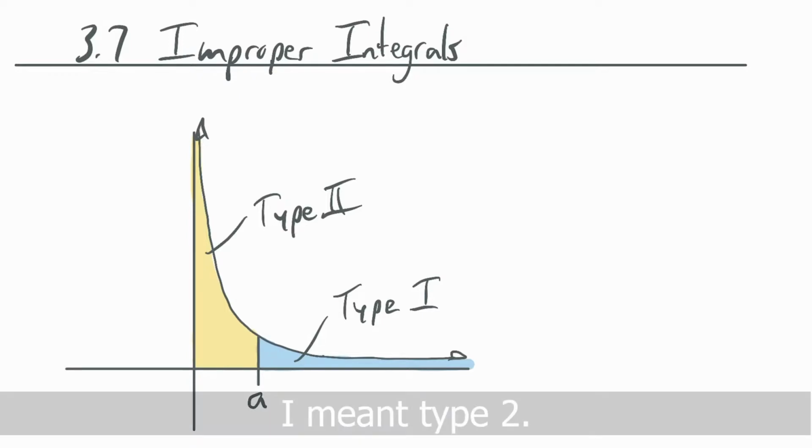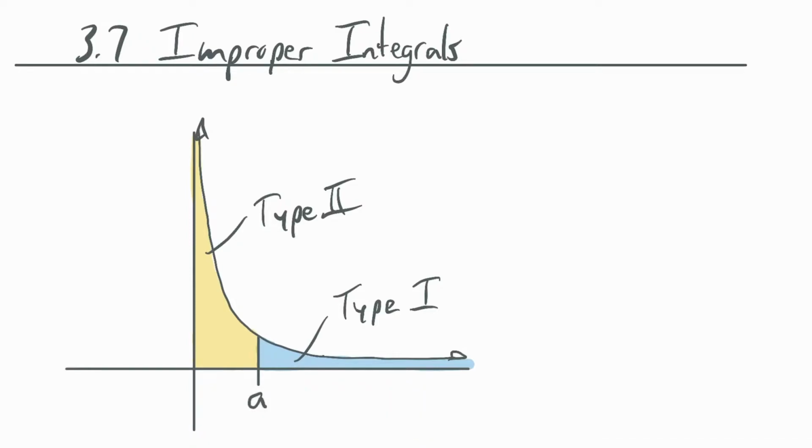And then type 2, well, this would be where you're going from some asymptote up to A. So basically, if our function's f, then type 1 would look like the integral from A to infinity of f of x dx. And this is called improper because this is not a definite integral. You don't have some ending point for the integral.